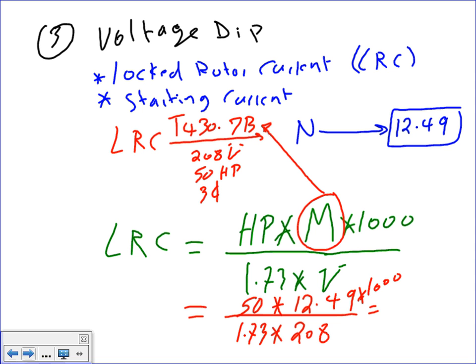The reason for the 1,000 is that if you read the top of the table, the multipliers are given in K. What's a K? A K is 1,000. So that's why you have to multiply by 1,000.